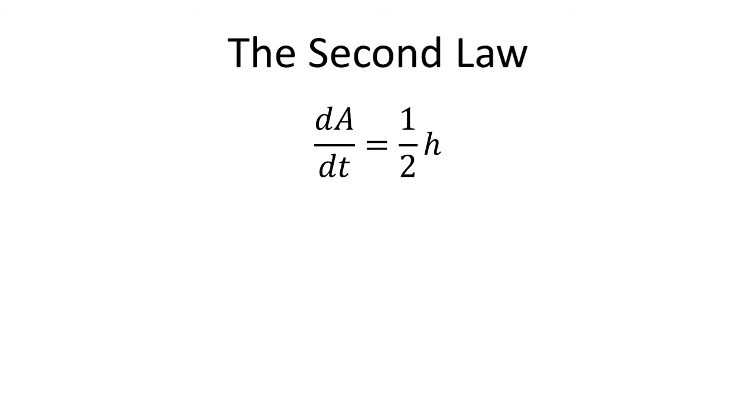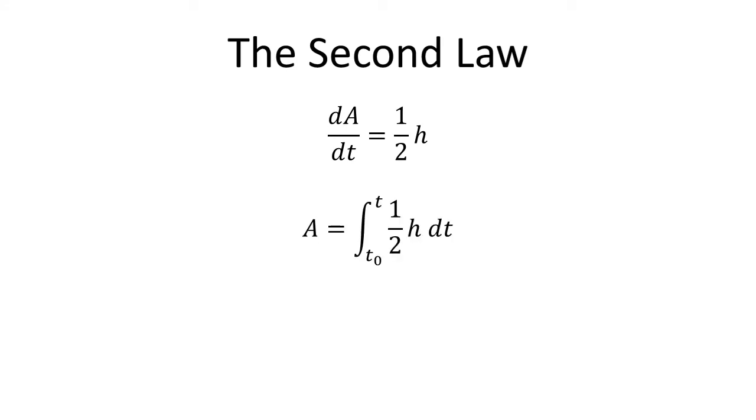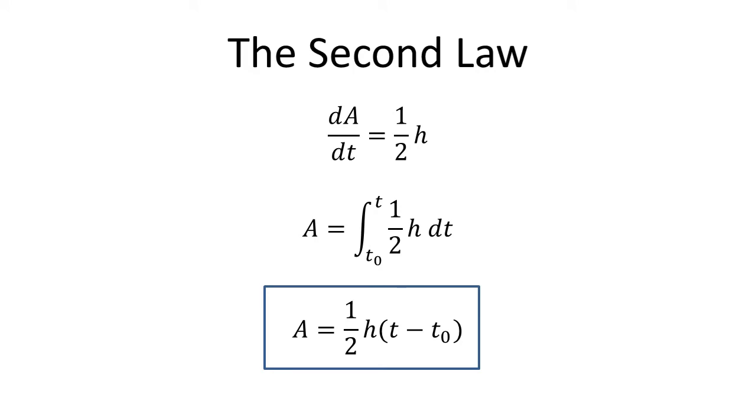Taking the derivative of both sides gives dA by dt equals 1/2 h. Writing this in terms of r gives dA by dt equals 1/2 r squared d theta by dt. Returning to the expression dA by dt equals 1/2 h and integrating both sides yields A equals 1/2 h (t minus t naught). This proves Kepler's second law. As long as the time interval t naught to t is equal, the area swept out will be constant.